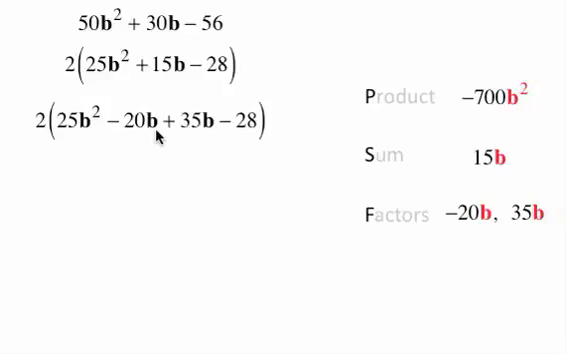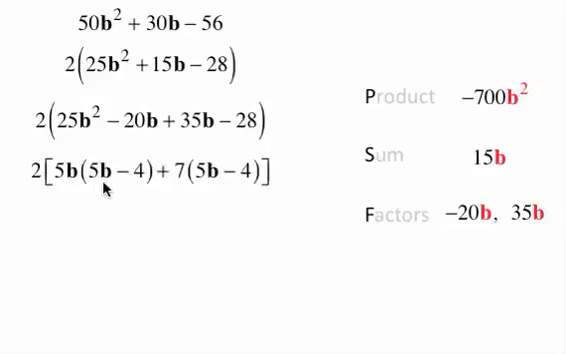So we're going to look for the common factor in the first two terms, which is, what goes into 25 that also goes into 20? 5 and the b, so 5b. Over here, what's common between 35b and 28? Well, 7. So for the first group, we're going to factor out the 5b, and we're left with 5b take away 4. If we factor out the 7 from the second group, we get 5b minus 4.